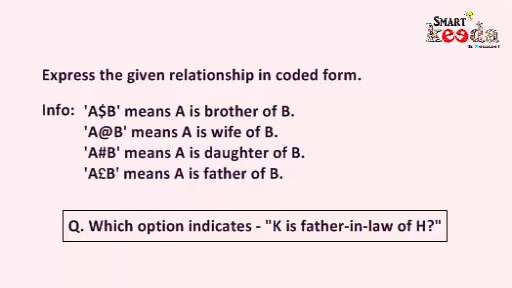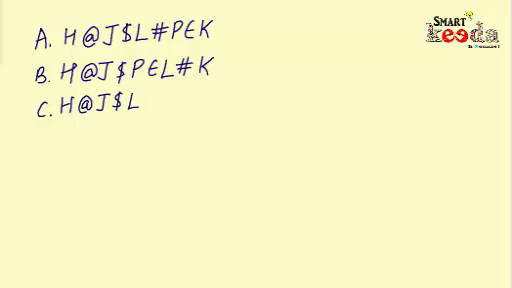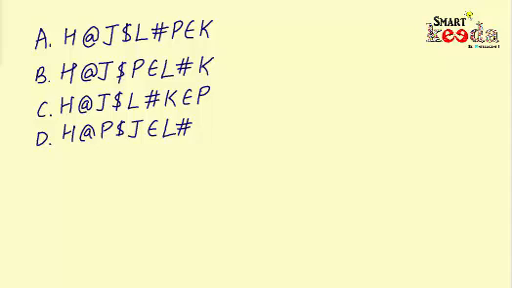The options available are: option A, H@J $, L#, P £, K. Option B, H@J $, P £, L#, K. Option C, H@J $, L#, K £, P. Option D, H@P $, J £, L#, K. And option E, none of these.